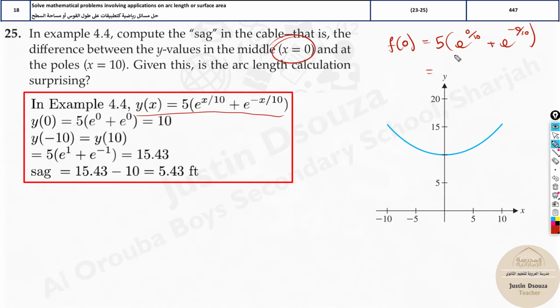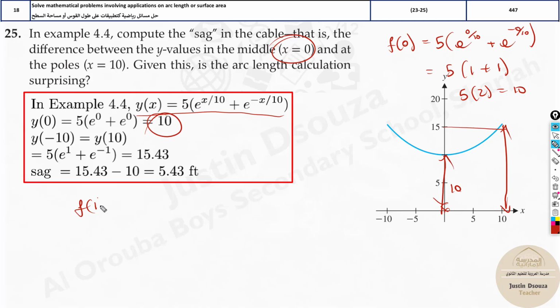So what is the answer over here? It will be 5, anything to the power 0 is 1, plus over here again minus 0 is neutral, so it's 1. So 5 times 1 plus 1 is 2, that's 10. So the answer must be 10, yes. That means for this equation, this length is 10. So now let's do it at the poles. We can see it's about 15. So the sag is about 5. But no, it's not 15, it's 15.43. So we need to find it again accurately.